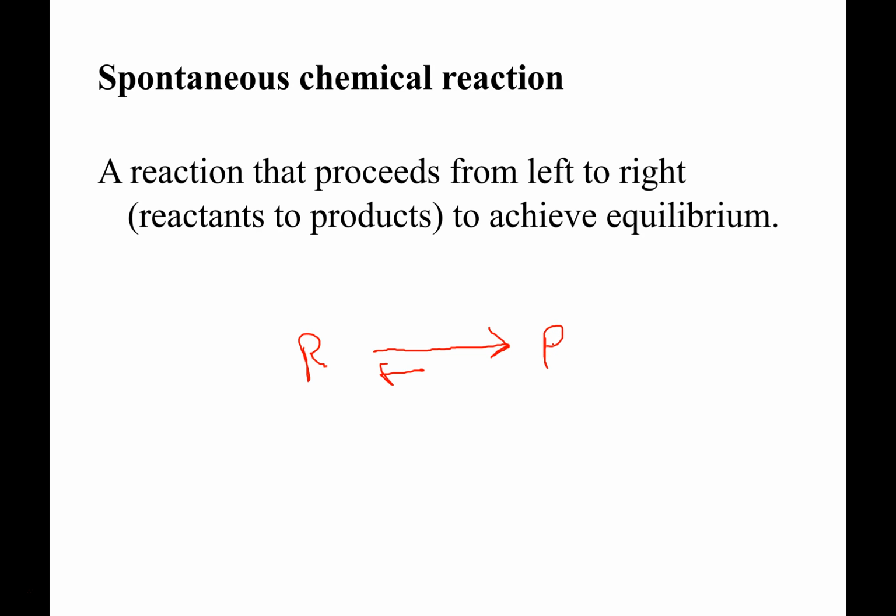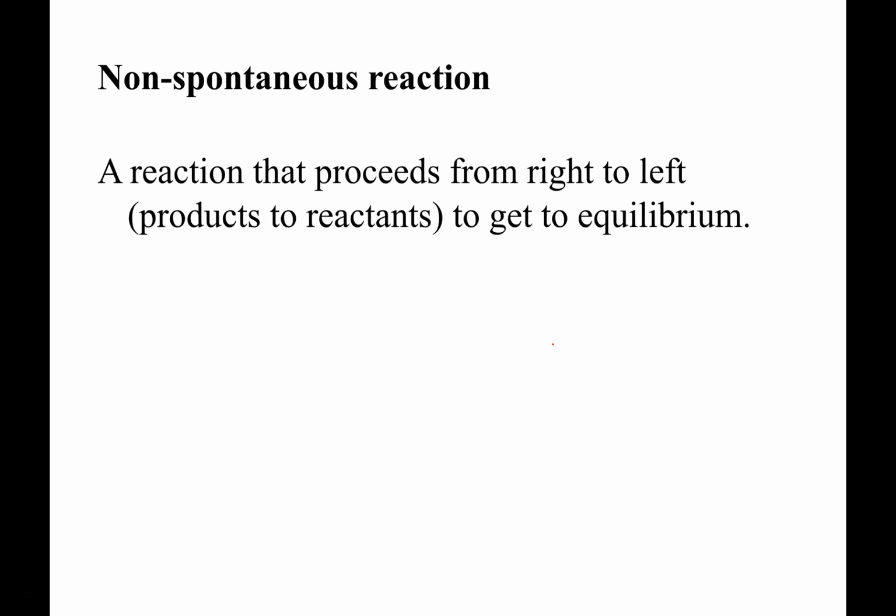That's a spontaneous process. So non-spontaneous would look like this, where non-spontaneous means that, if it's a chemical equilibrium, it needs to go back to reactants from products to reach equilibrium. Does that make sense? That's kind of how I think of it.